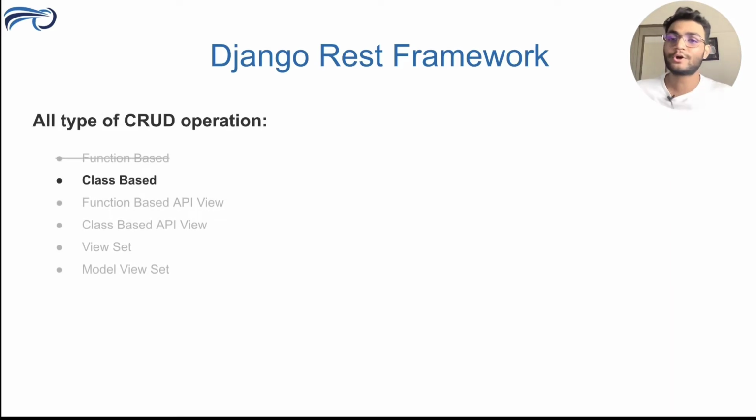So in the previous video, we saw that we created the API using function-based view. In today's video, we will be creating the API using class-based view. In the future, there are multiple different ways in which we can make the APIs, like function-based API view, class-based API view, view set, and model view set. But there are some small changes in the class-based view that we are going to make against the function-based view.